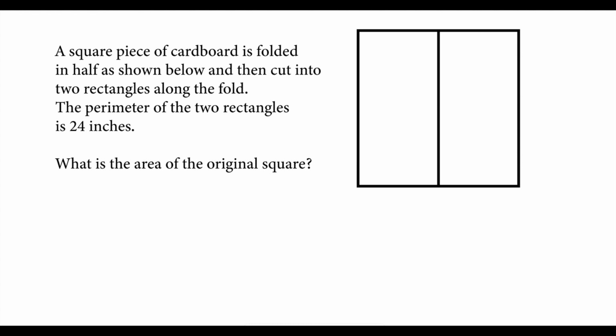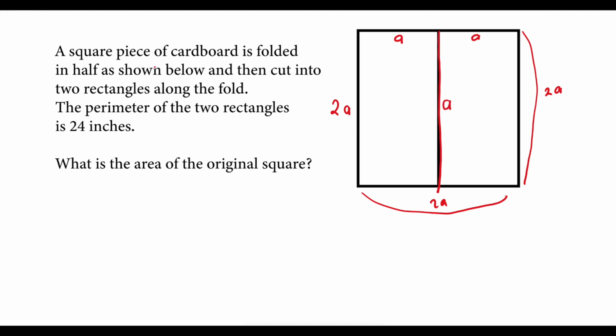So we are given a square, and the square is cut in half along this line, and it generates two different rectangles. If we say the short side of this rectangle is A and the short side of the other rectangle is also A, that means the side length of the square becomes 2A, and all sides of the square have length 2A. So what we need to do is find the value of A.